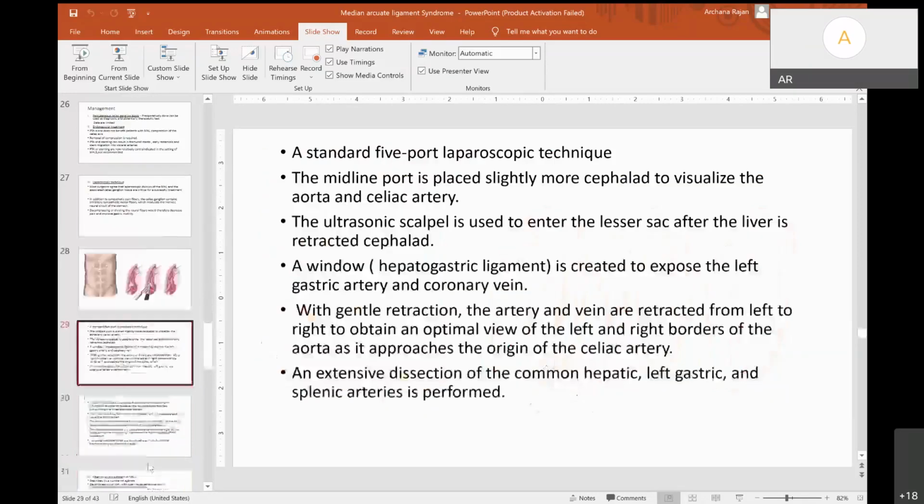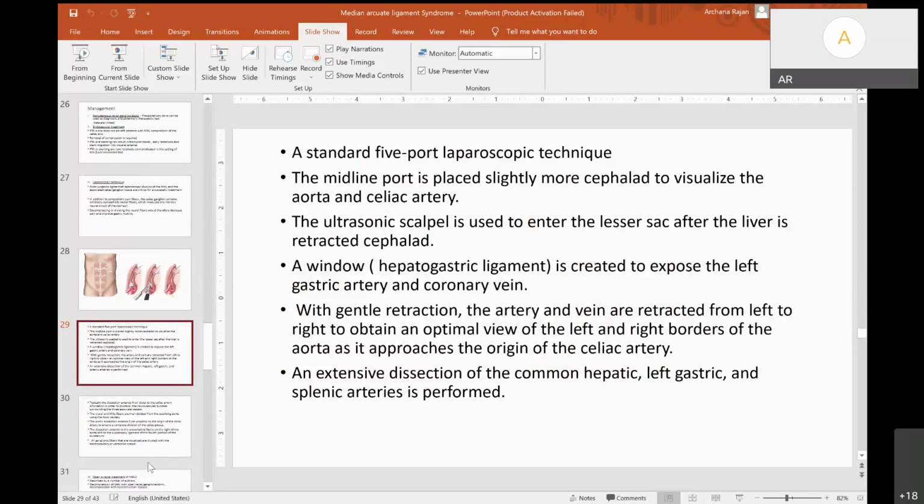So coming to the steps of the laparoscopic technique, it is a standard 5-port laparoscopic technique with the midline port placed slightly more cephalad to visualize the aorta and celiac artery, and a harmonic ultrasonic scalpel is used to enter the lesser sac. After the liver is retracted, through a window in the hepatogastric ligament, it exposes the left gastric artery and the coronary vein, and these artery and vein are retracted from left to right with gentle traction.